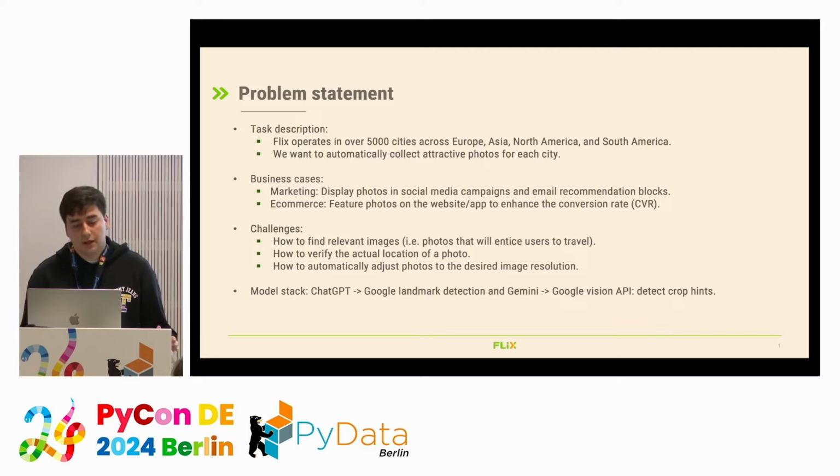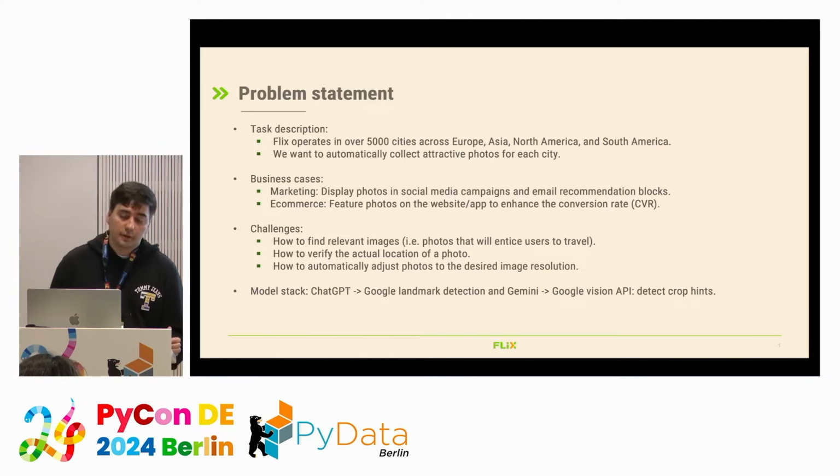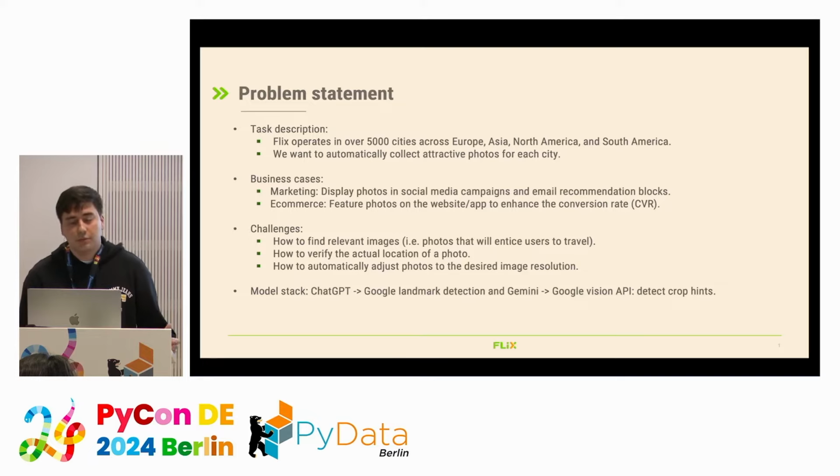First, it's quite straightforward how to find relevant images, and I will cover it a little bit later. Second is how to actually verify the photo location. We are targeting a fully automated pipeline, so we can't allow ourselves to make mistakes, for example collecting a photo thinking it's from Berlin when it's actually from Munich. It would only discourage our users.